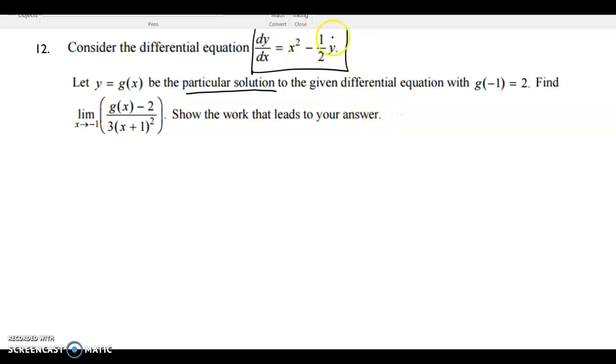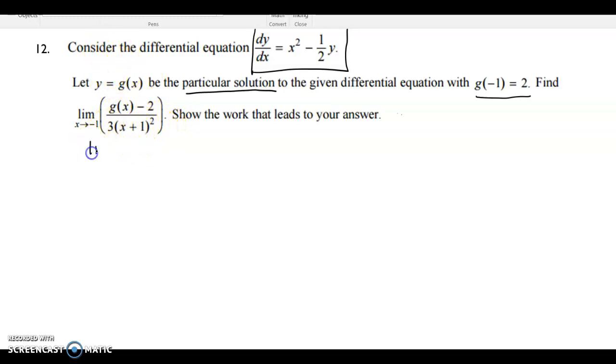It's basically the y that I would solve for when x equals -1 and I get y equals 2. So don't do separation of variables, anything like that. You can't even separate this one. What it's asking me for is to find this limit. So I'm finding the limit as x approaches -1 of g of x minus 2 over 3 times x plus 1 squared.